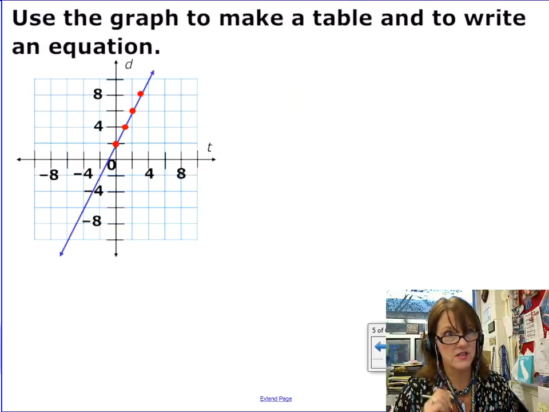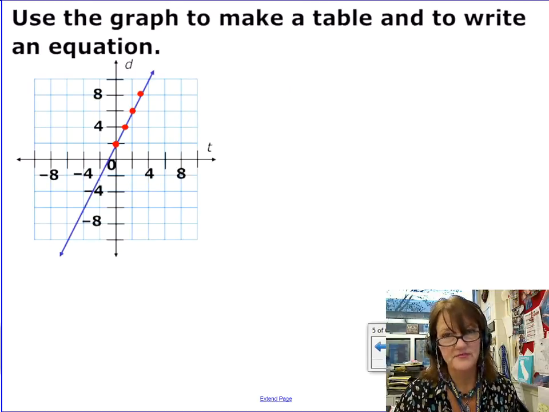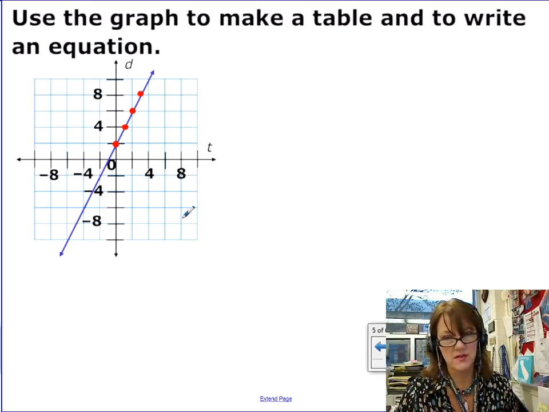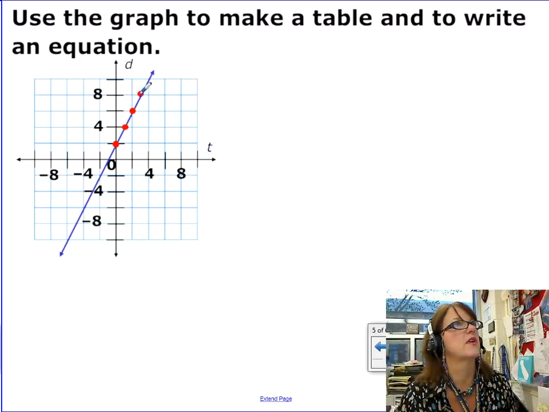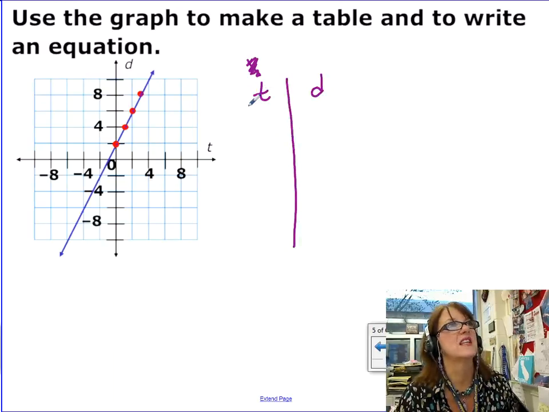Last situation, you got the graph. See if you can come up with the table and the equation. Well, if we have the graph, the easiest thing to do is take a look at these points and say, okay, I can come up with a table. Oh, I guess they're not using X and Y, are they? They're being smarty pants and using T and D.